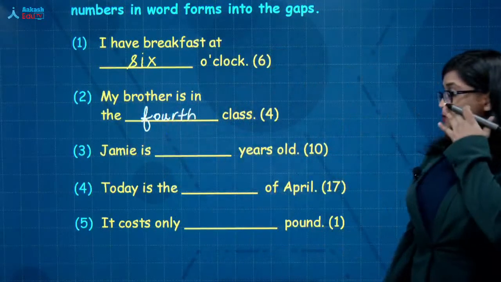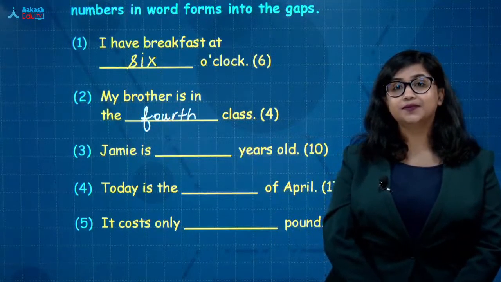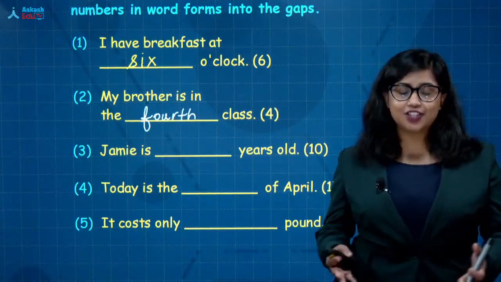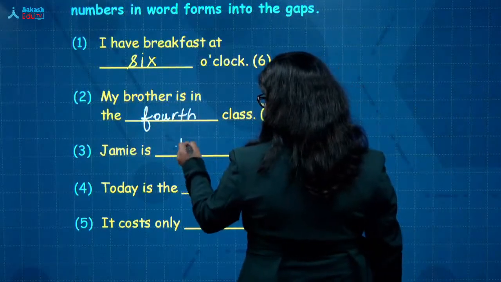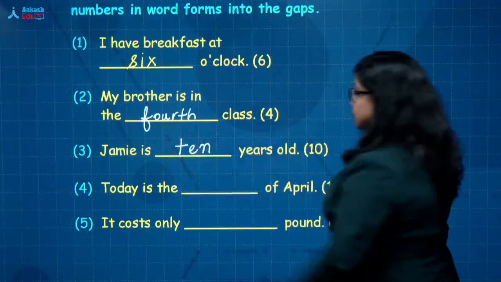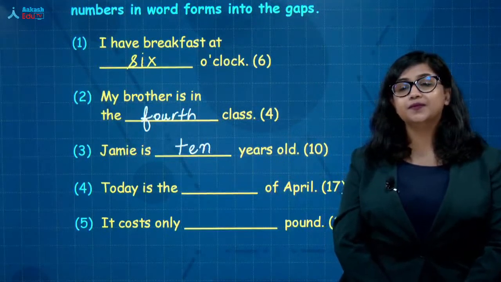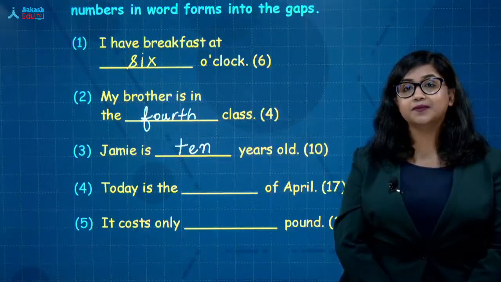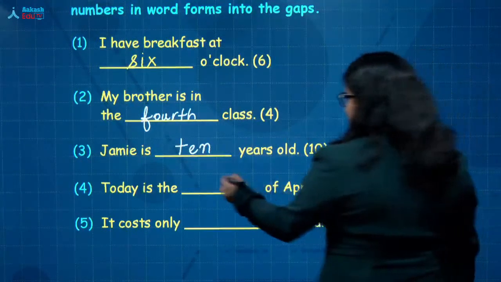Moving ahead with the next one. Jamie is dash years old. Good job guys, very well done. Jamie is 10 years old. So cardinal number. Next one. Today is the dash of April. Excellent job guys, today is the 17th of April.